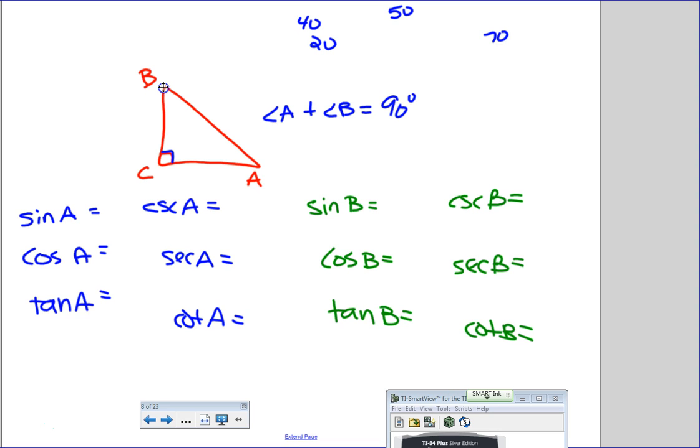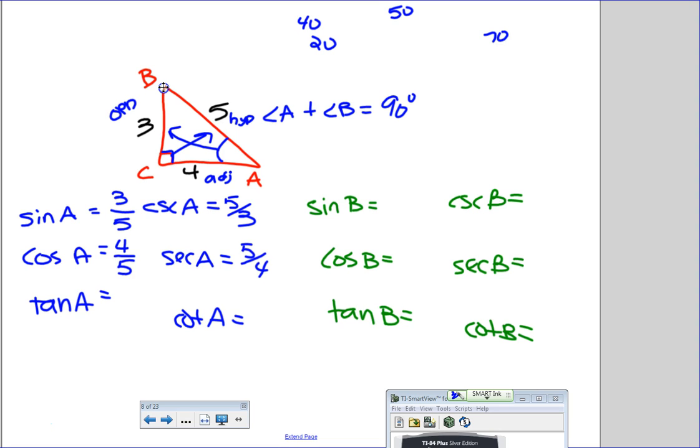So let me make up some numbers here. Let's pretend that this is just a 3, 4, 5 triangle. So I don't care what the angles are right now. Just want to show you what the relationship is. Sine A, well, here's the A angle. So this would be opposite. This would be a hypotenuse. And this would be adjacent. So the sine of A would be 3 over 5, and this would be 5 over 3. The cosine of A would be 4 over 5, and secant would be 5 over 4. And tangent of A would be O over A, so 3 over 4 and 4 over 3.